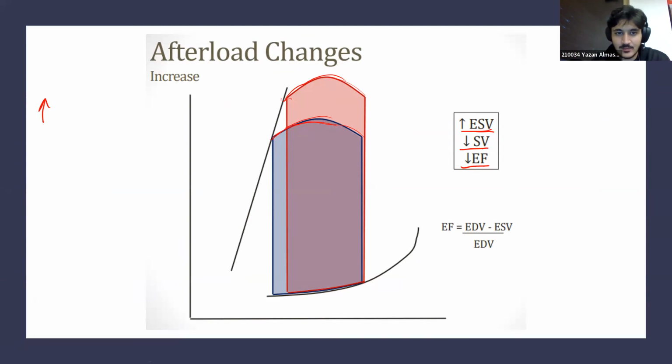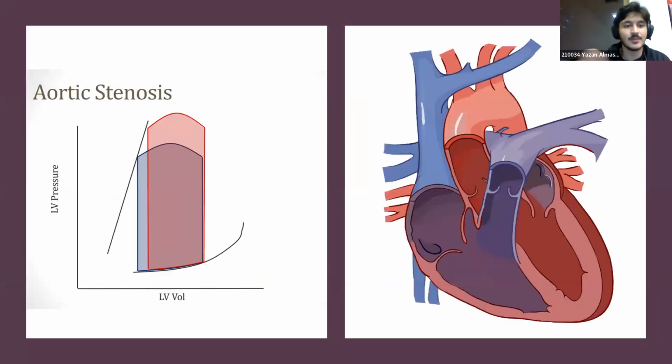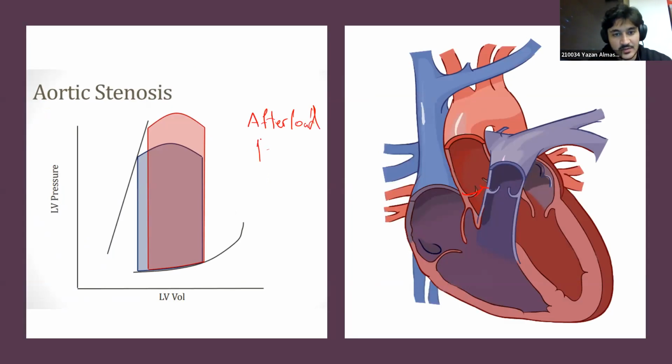Understood, clear. And this is exactly what happens here in aortic stenosis. In aortic stenosis, the valve is thick and we have to push against more force, so the afterload is increased. And this is literally the same exact graph, nothing changed. We're going to have increased end systolic volume, decreased stroke volume, and decreased ejection fraction. I'm not going to explain again because I already explained what happens in aortic stenosis. Do you guys get that?